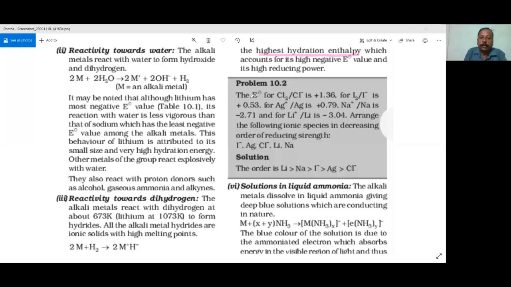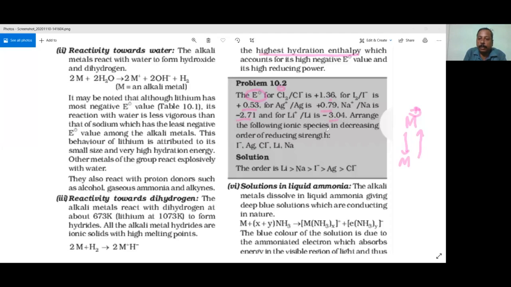So here this is a reduction potential. Actually, metal can do two things. Metal can form from M plus to metal or M to M plus. See here, the values are given. Chlorine reduction potential plus 1.36. Iodine is minus 0.53. Silver is plus 0.79. Sodium minus 0.71. Lithium minus 0.34.